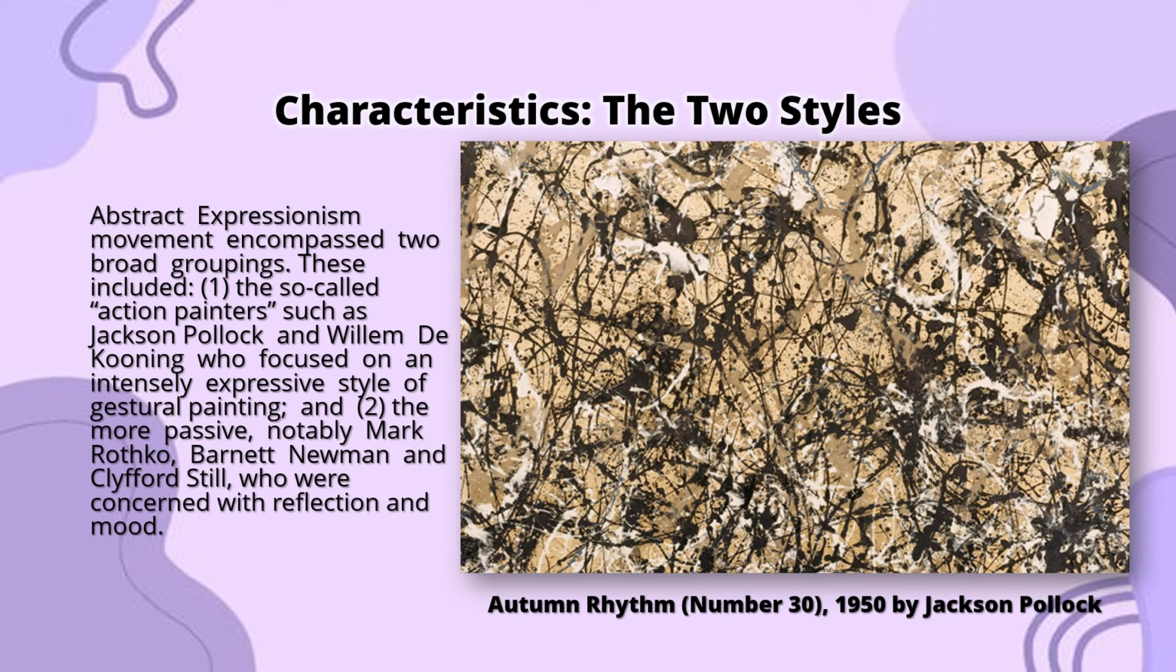So there are two styles of abstract expressionism, and that is action and passive. Actions such as Jackson Pollock and Willem de Kooning focus on an intensely expressive style of gestural painting. Now, what is gestural painting? Gestural is the exaggerated motions of the hand, the gestures in their painting. And the more passive is more concerned with reflection and mood.